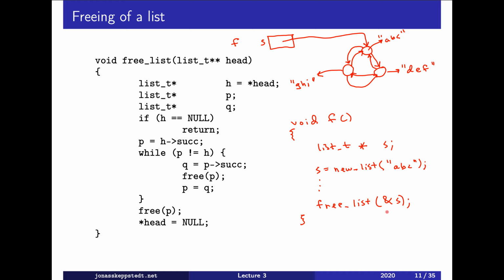Alternatively, we may skip this ampersand and write like this. I mean, it's a different function, and this function will then leave the value of S as an invalid pointer, and we have to set it ourselves to null afterwards. So that's a matter of taste, or a matter of what the API should look like.